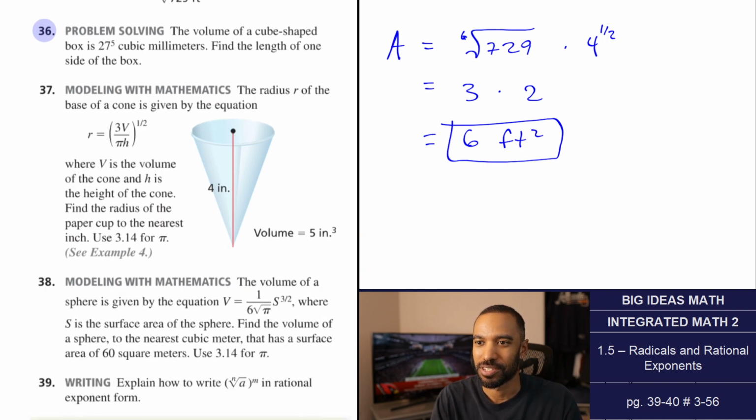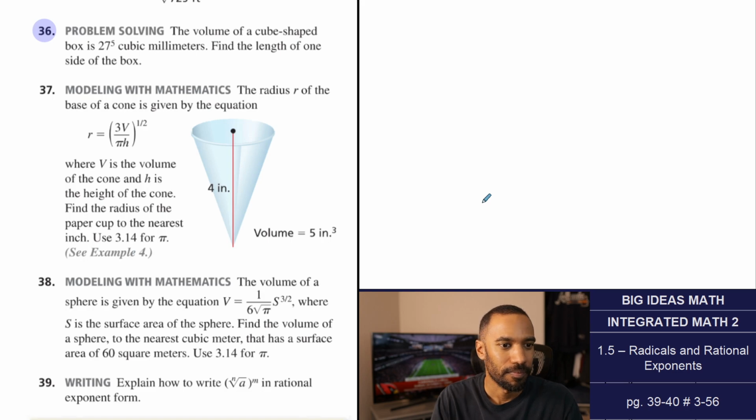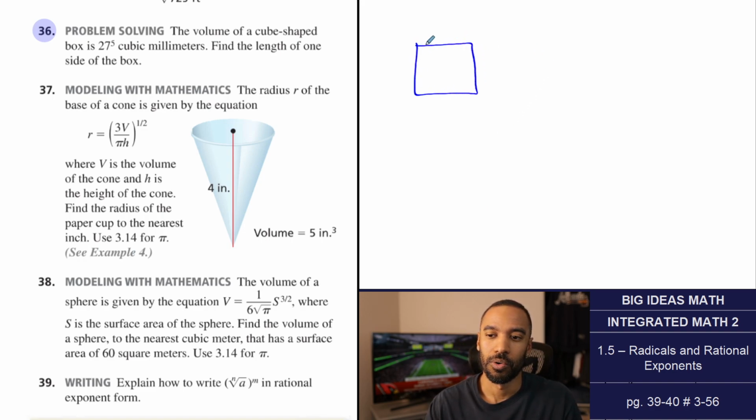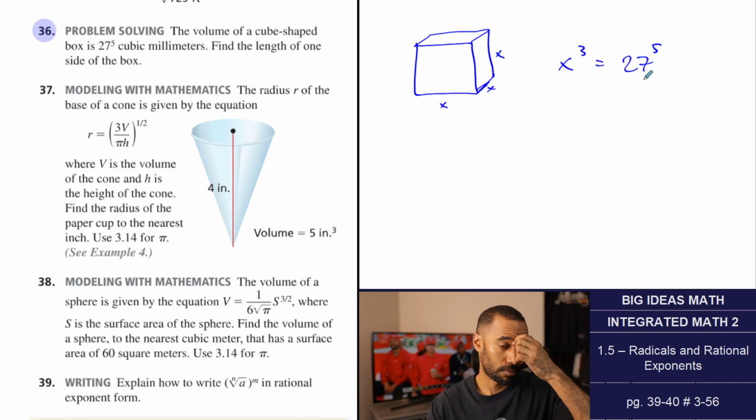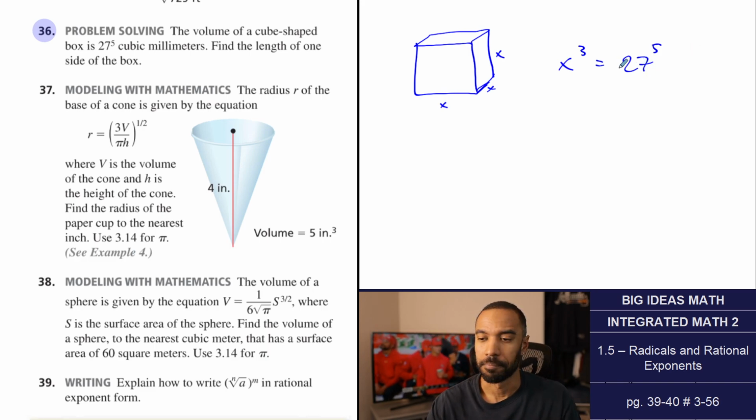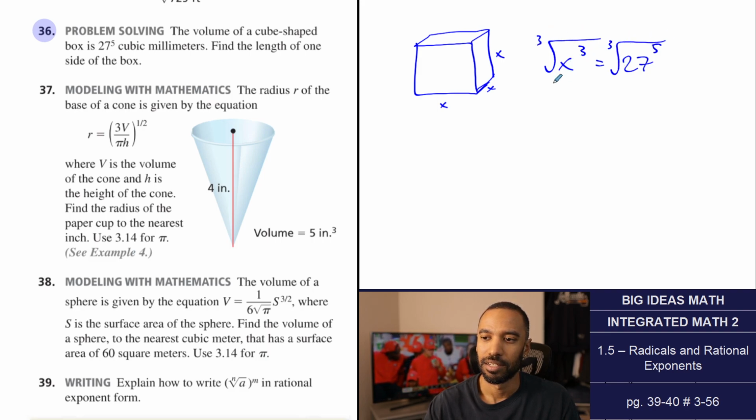Number 36. The volume of a cube-shaped box is 27 to the 5th cubic millimeters. Find the length of one side of the box. So when you cube these unknowns, you get the volume. So x cubed is 27 to the 5th. Right? I think so. Volume, yeah. So we are going to take the cube root of both sides. And now we're going to have x equals the cube root of 27 to the 5th.